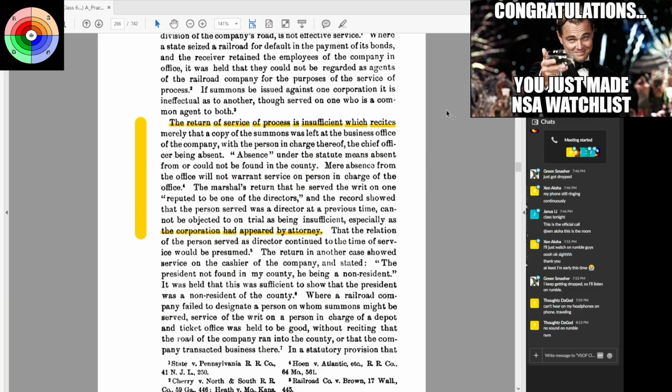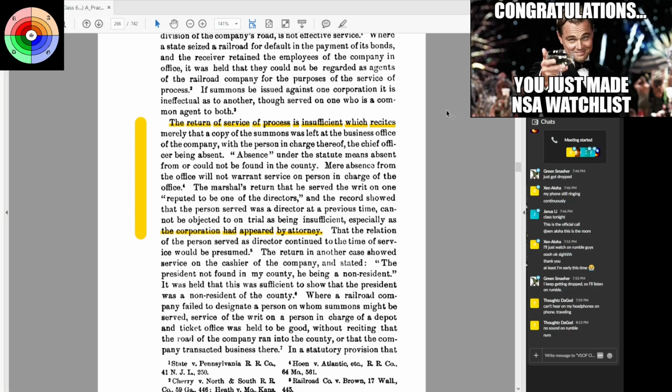Skip down a little bit. The return of service of process is insufficient, which recites merely that a copy of the summons was left at the business office of the company. So you guys can't do that. You can't just drop it somewhere and hope that somebody picks it up. No, that's why you got to get the name. Okay, with the person in charge thereof, the chief officer being absent. Absence under the statute means absence from or could not be found in the county. Mere absence from the office will not warrant service on a person in charge of the office.